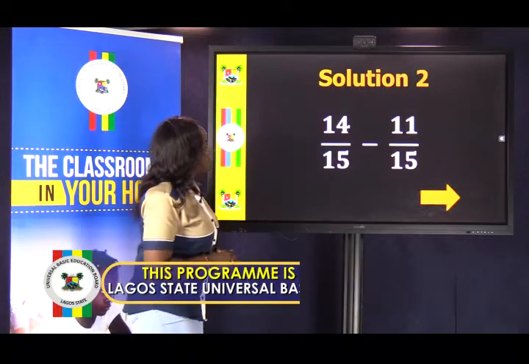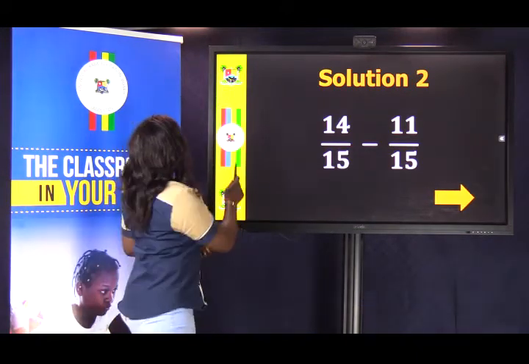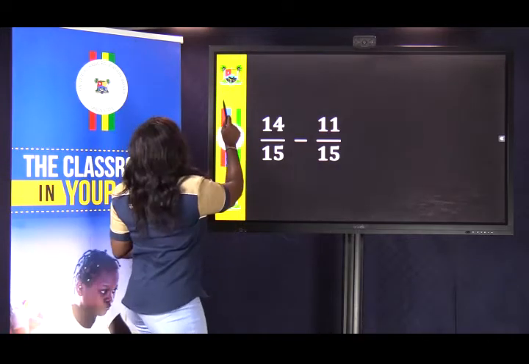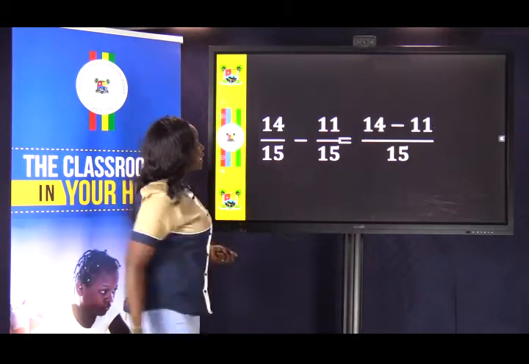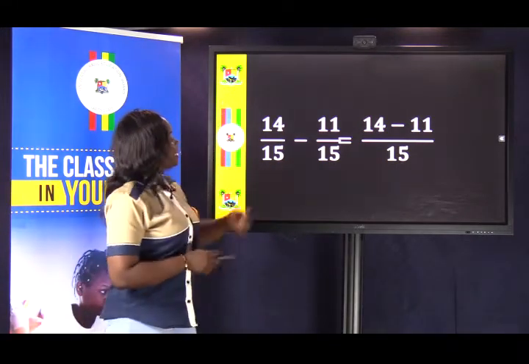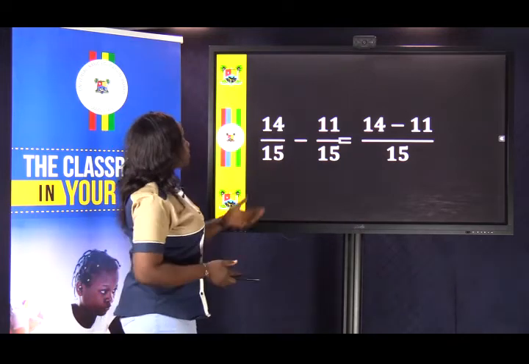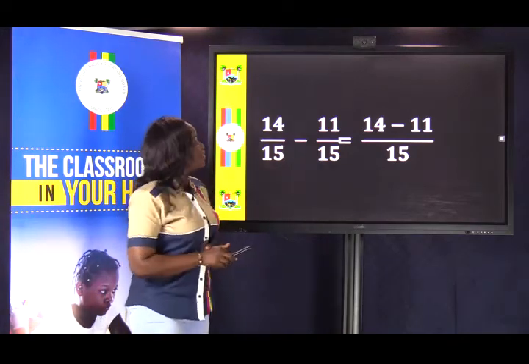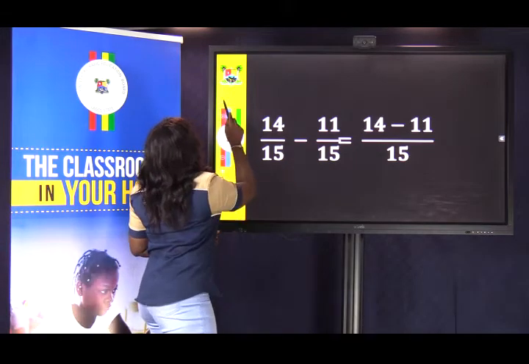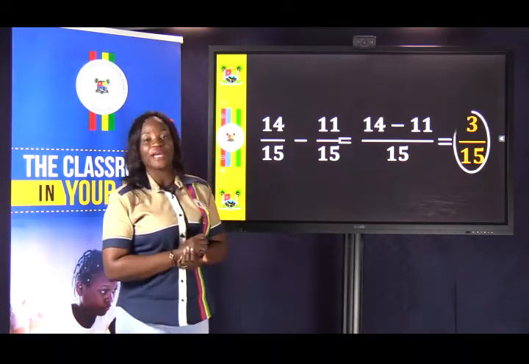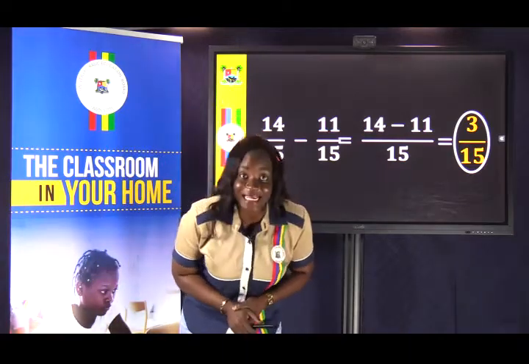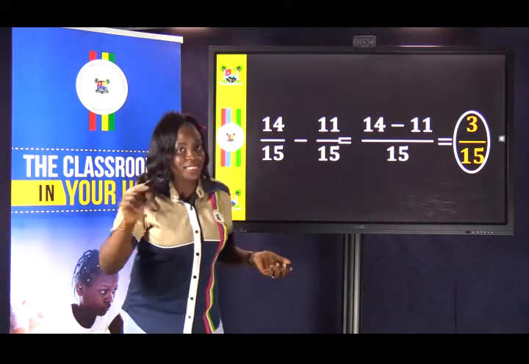Okay, 14 over 15 minus 11 over 15. What do you do? You draw your dividing line. I've drawn mine. You pick one of the common denominators, 15. I've written down 15. Then you subtract your numerators. 14 take away 11 is 3 over 15. Did you get the two sums correctly? Have you given yourself 2 ticks?